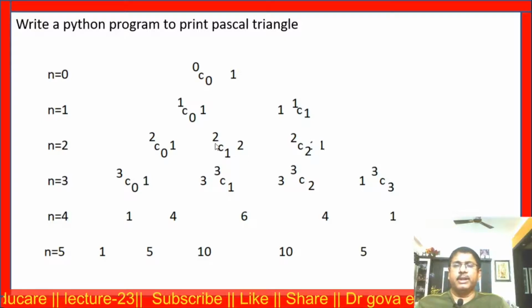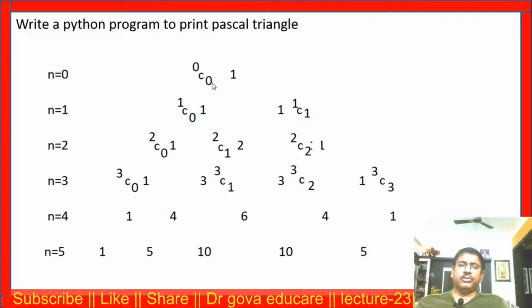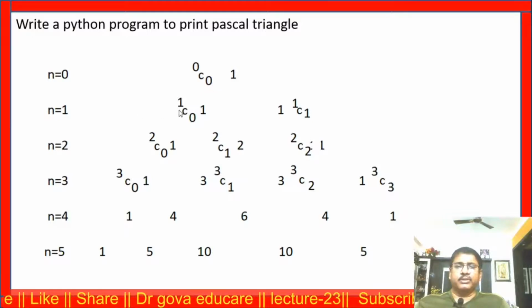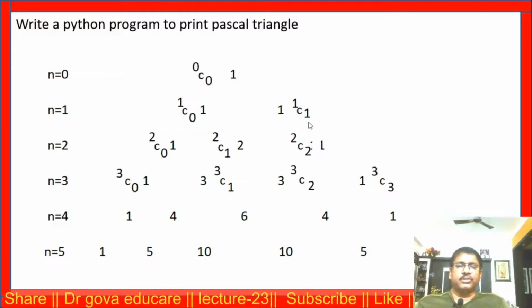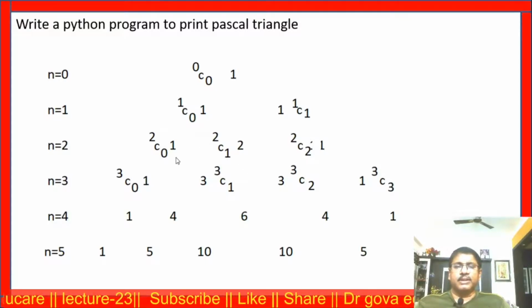Now observe here, in the first row, i is equal to 0, j is equal to 0. In second row, i is equal to 1, j varies 0 to 1. In third row, i is 2, j varies 0 to 2.